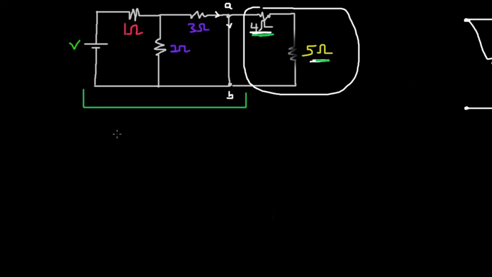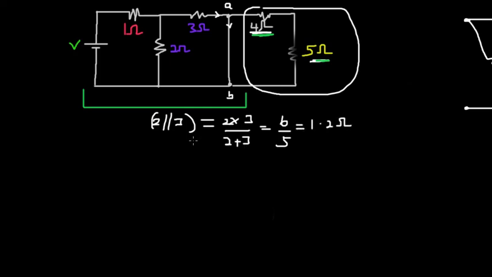Now let's proceed. We can notice that the 3 ohm and the 2 ohm are in parallel, and then that will definitely be in series with this 1 ohm. But let's solve for this first. So we have 2 times 3 divided by 2 plus 3, and that will give us 6 on 5 ohm, or 1.2 ohm. Now this same resistor will be in series with this 1 ohm resistor.